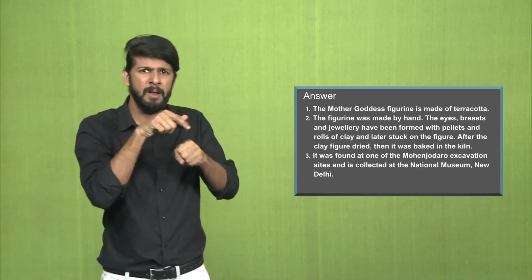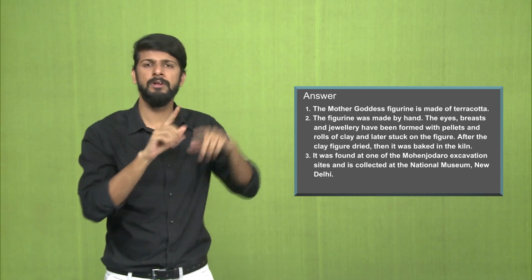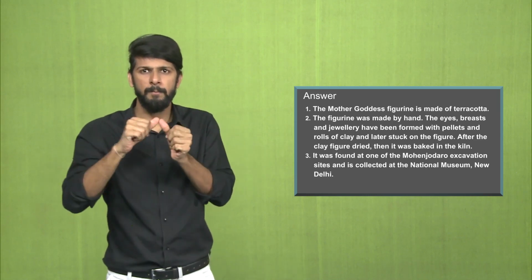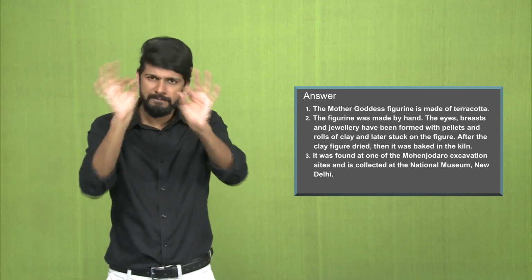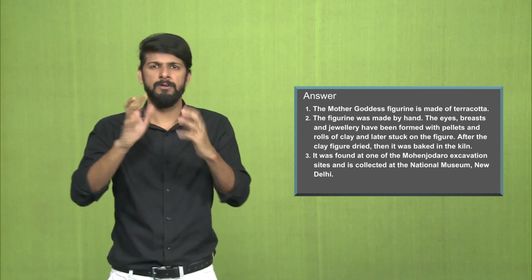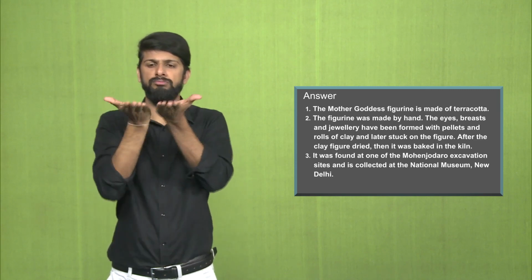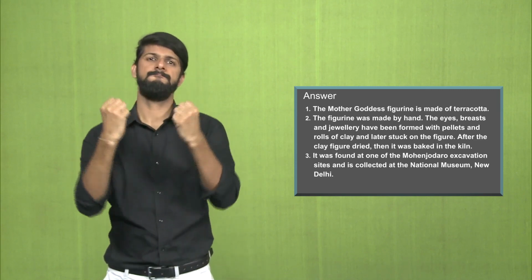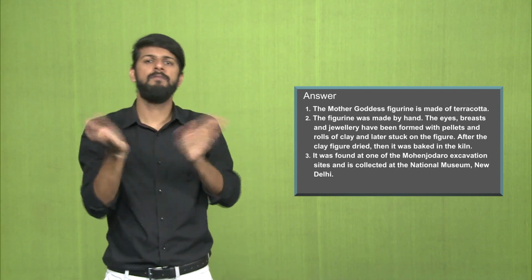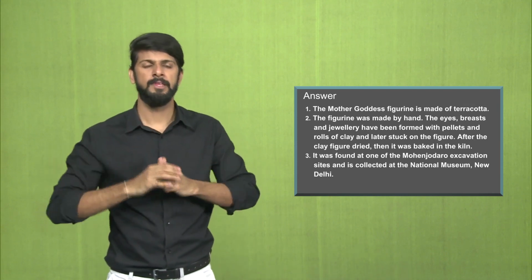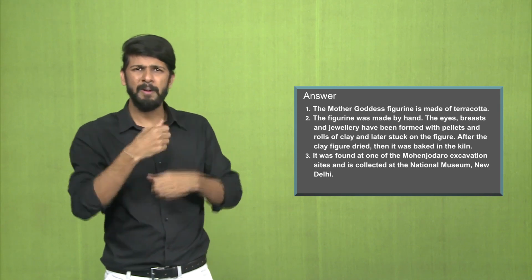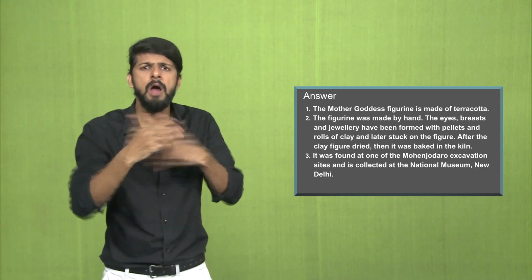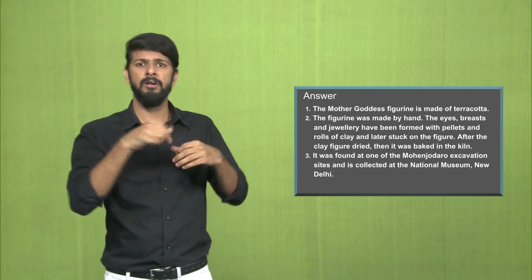Answers. First answer, the mother goddess figurine is made by the terracotta process, where the model is first dried, and then it is placed inside a kiln so that it becomes hard and sturdy. Answer number 2, the mother goddess figure was made by hand.